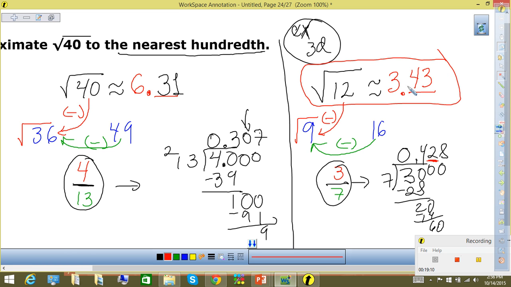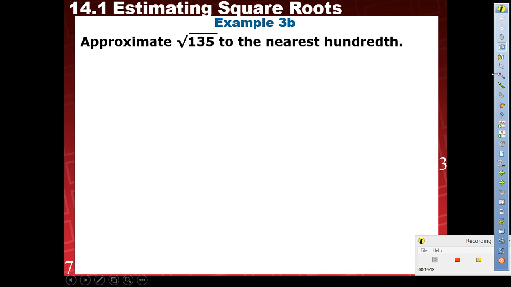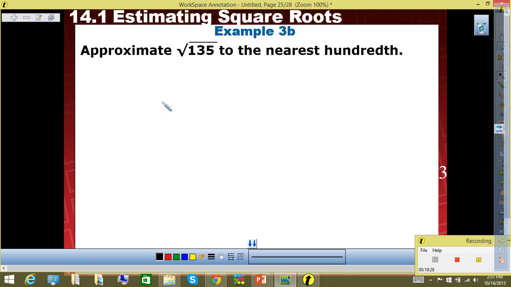Hands if you got that by yourself. How are we doing? Let's do another one. There it is. Square root of 135. Find me the estimate to the nearest hundredth. Hurry up, please, so I can give you your homework. Go.